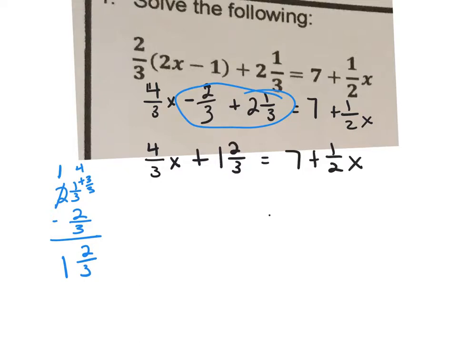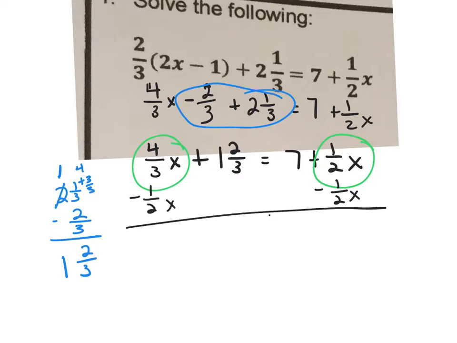And so now I'm going to combine my x's, but what I notice about these two x's is they have different denominators. When I go to actually solve this and subtract the half x from both sides, you realize that they don't have common denominators, so we need to come up with a common denominator. If we think of 4/3 and we think of a half, we know that 6 would be the least common multiple for 2 and 3.